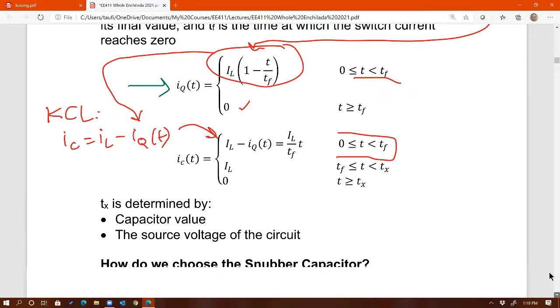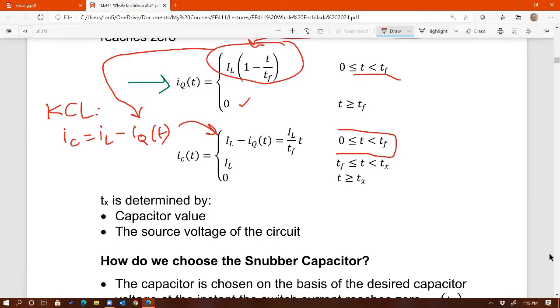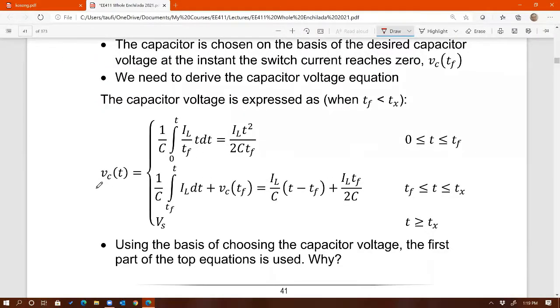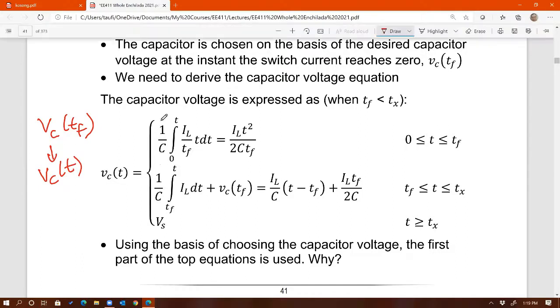Now that I know the equation for IC, what happens with the voltage? Because that's eventually what I want. I want to get the equation for the capacitor at TF. That's our criterion. And in order to get that, I need the equation for VC(t). How do you get the equation for VC(t)? Right here: 1 over C, integral from 0 to t, IL over TF times t dt, IL t squared. Oh, sorry.